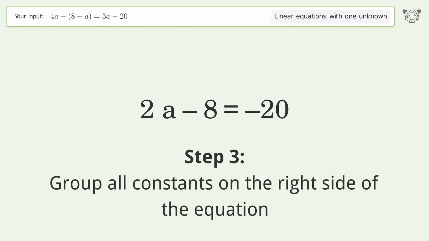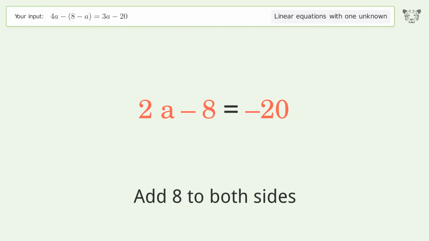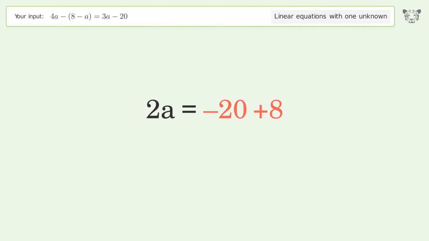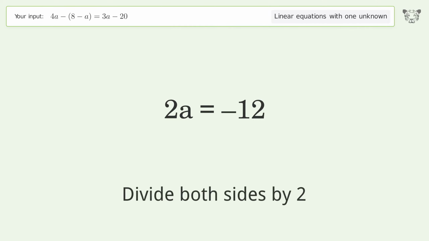Group all constants on the right side of the equation. Add 8 to both sides. Simplify the arithmetic. Isolate the a. Divide both sides by 2.